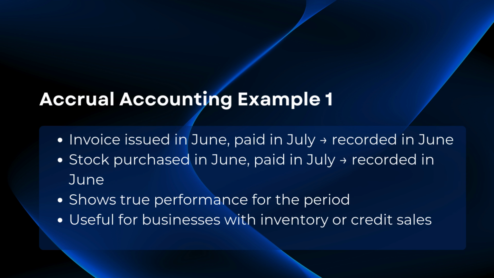If we use the same cafe example, you issue a $1,000 invoice to a catering client in June, but they pay in July. With accrual accounting, you record the $1,000 in June because that's when you earned it. If you purchase coffee beans in June, but pay in July, the $300 expense is still recorded in June. This allows you to see the true performance of your business for the month it occurred, rather than when the cash moved.